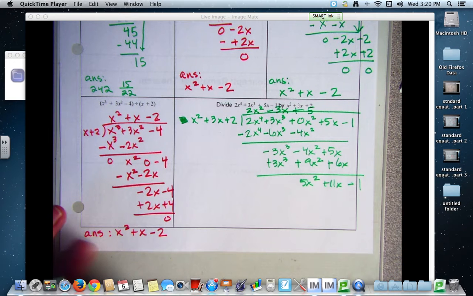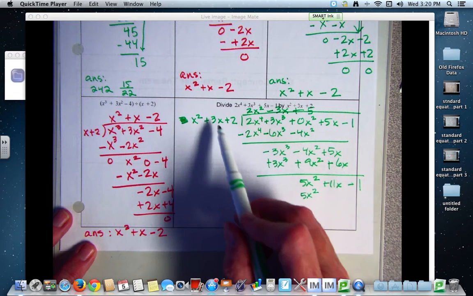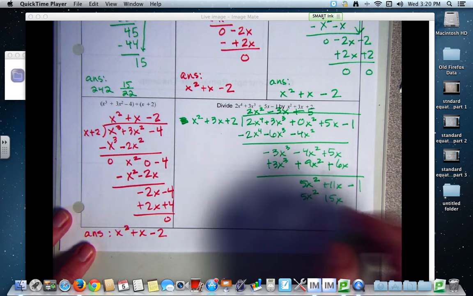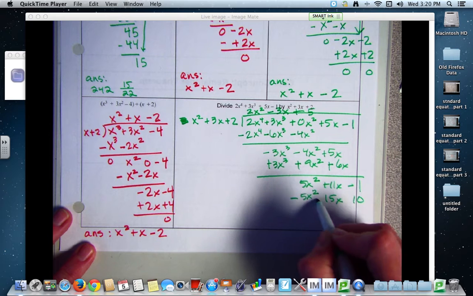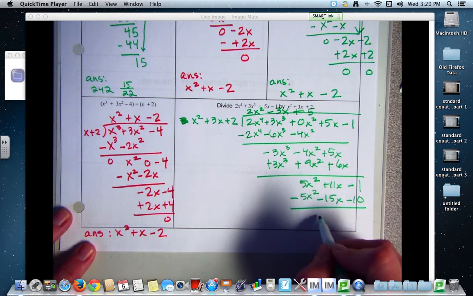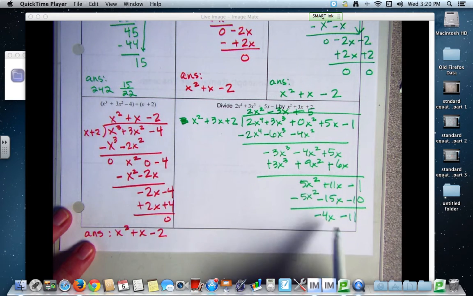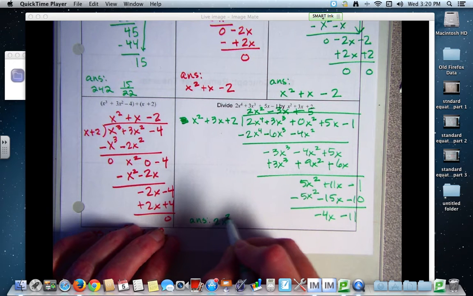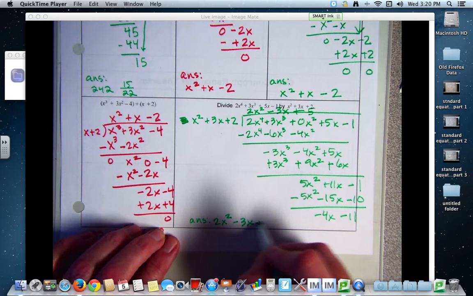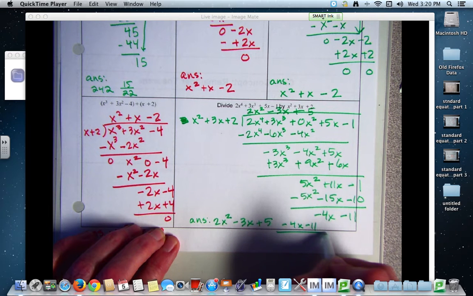Multiply 5 times x squared, 5x squared. 5 times 3x, 15x. 5 times 2, 10. Subtract everything. Give negative 4x minus 11. X squared doesn't go into this. Our answer is 2x squared minus 3x plus 5 with a remainder of negative 4x minus 11 over x squared plus 3x plus 2.